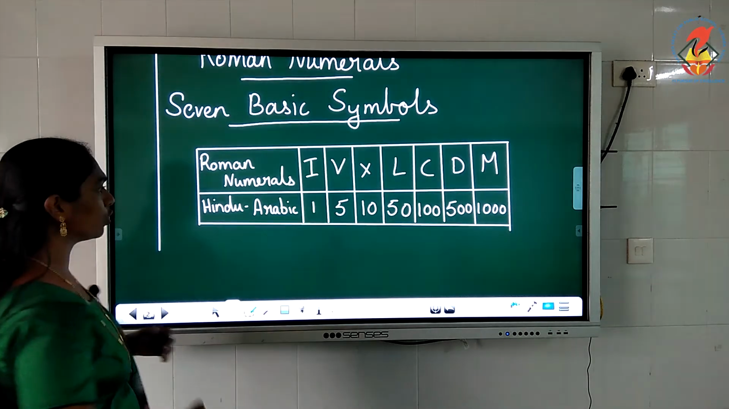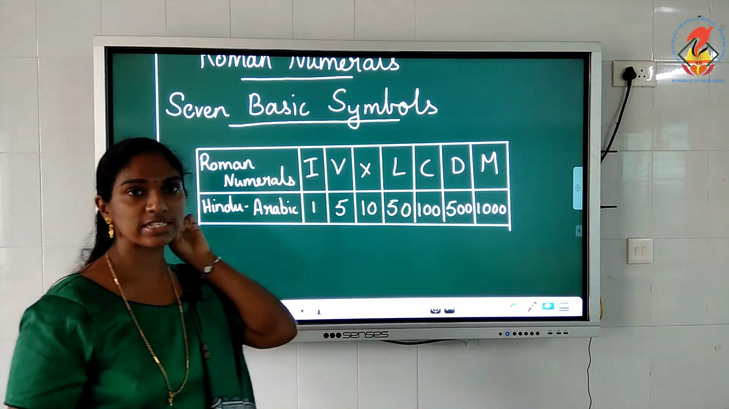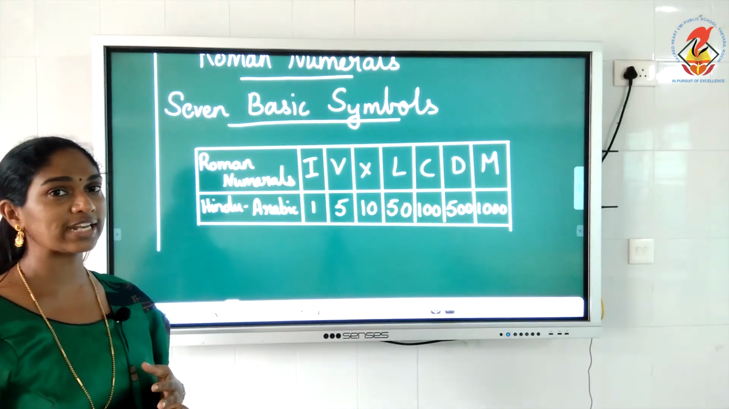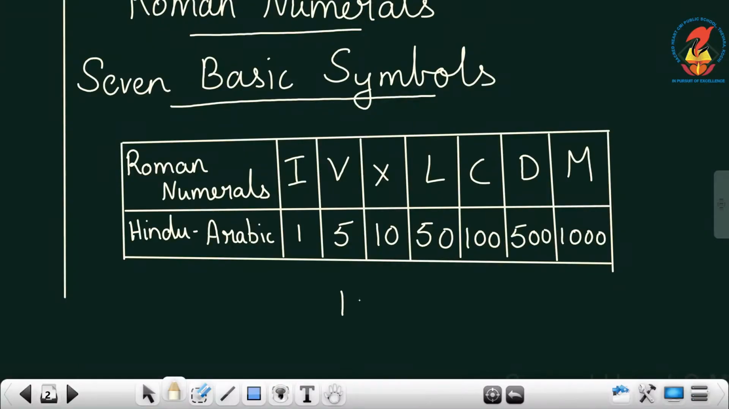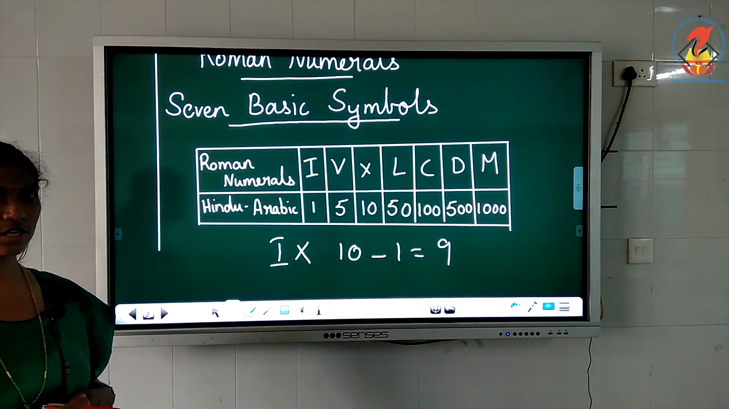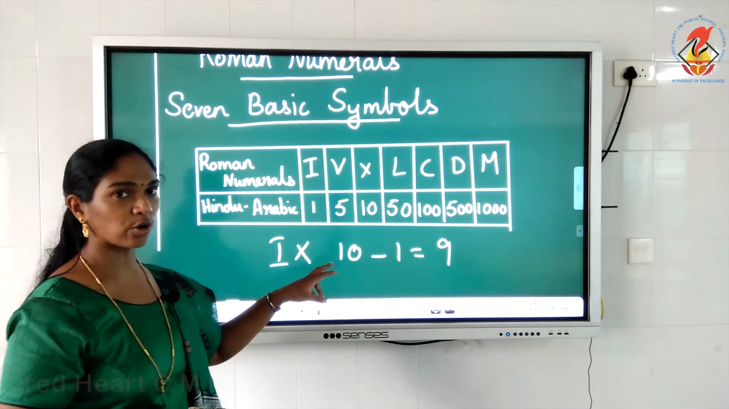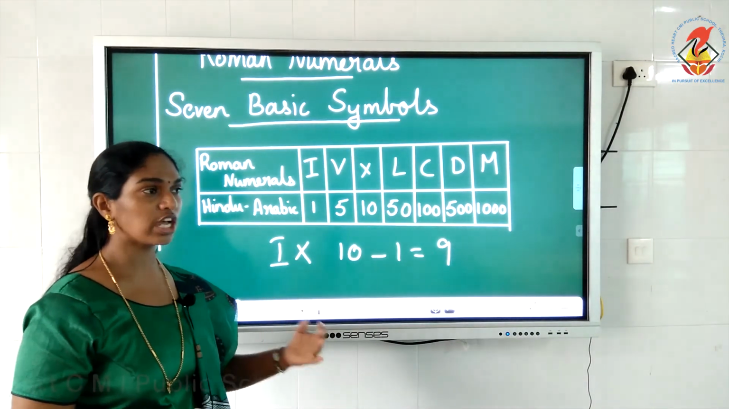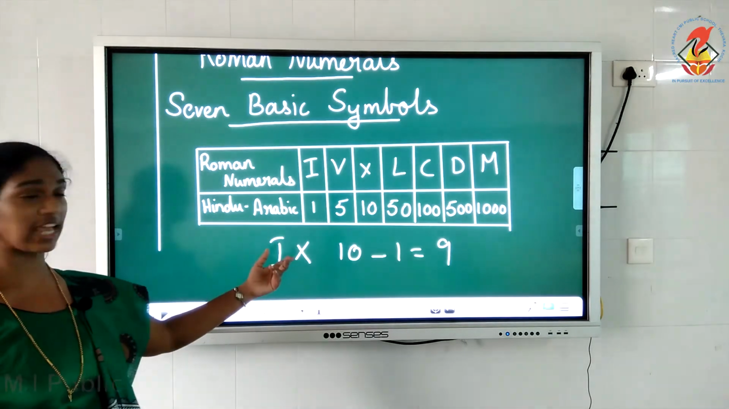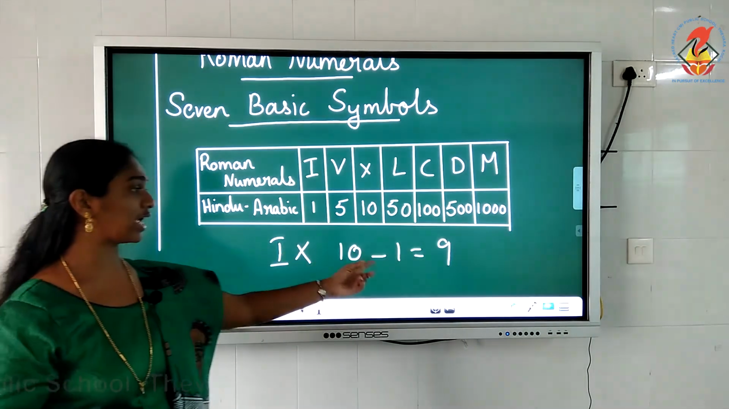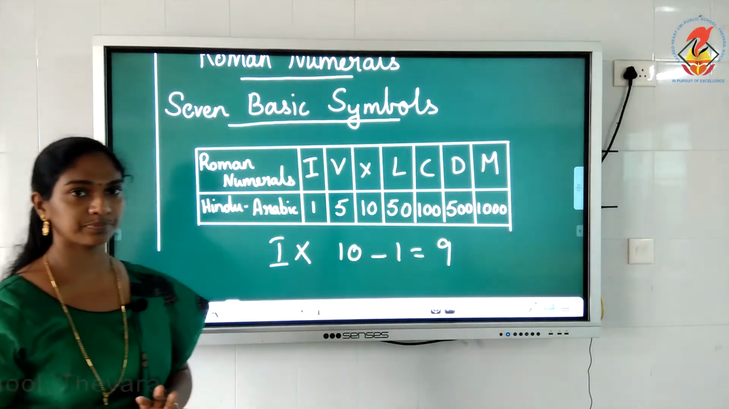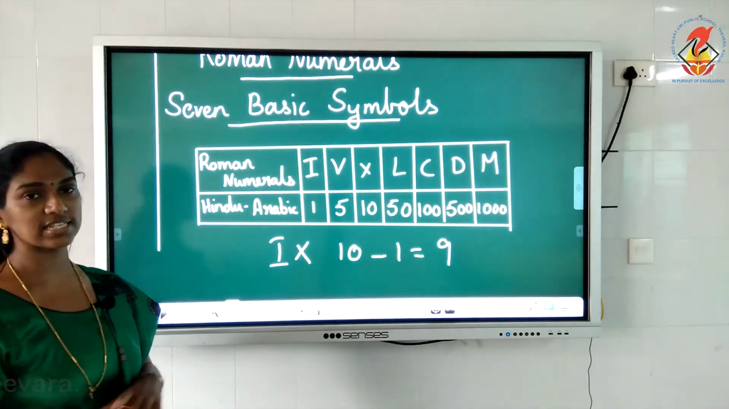See children, we know X is 10. Yes? So, how will you write 9? We know 9 is 10 minus 1. So, what you have to do? Before X, you will put I. Clear children? Before X, you will put I. That means, I have already told you, when you put a letter before a bigger value, here X is 10, which is big. So, 10 minus 1, you will get 9. Okay? So, IX is 9.